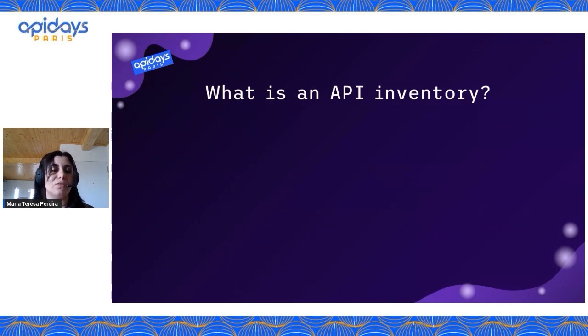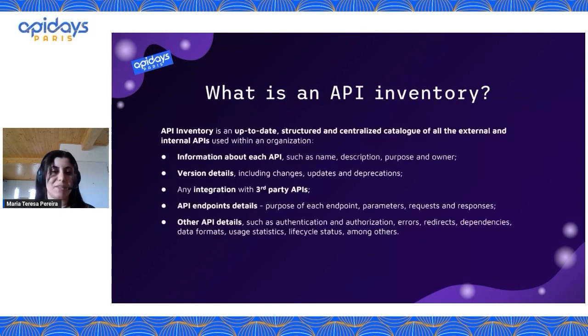One might think that inventory management is an old hat, but in the world of cybersecurity, there is one ultimate truth that applies in every scenario. You can't secure what you can't see. This is where the creation and maintenance of an API inventory comes in. APIs come in many shapes and sizes, and to create a proper inventory, we need to catalog and classify them according to their risk. An API inventory is an up-to-date, structured, and centralized catalog of all the external and internal APIs used within your organization.